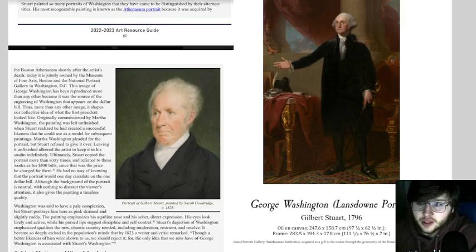This image of George Washington has been reproduced more than any other because it was the source of the engraving of Washington that appeared on the dollar bill. Thus, more than any other image, it shapes our collective ideal of what the first president looked like.